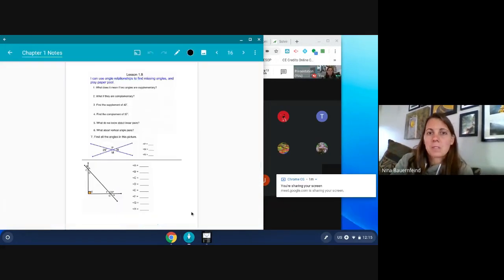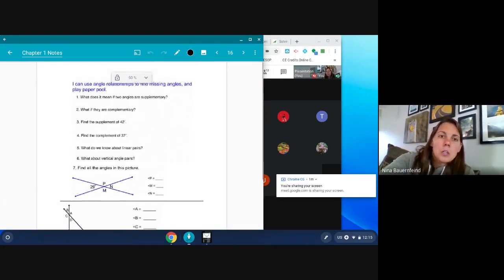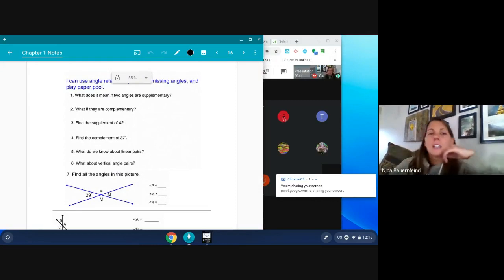This one. All right. So lesson 1.8 is about angle relationships and using them to find missing angles and to play something called paper pool, which is surprisingly kind of confusing to some folks, but I'm hoping that it'll be decent for you guys, just an easy thing to do. So a couple things. What does it mean if two angles are supplementary? Do you remember what supplementary means? I need you guys to just shout it out if you remember.